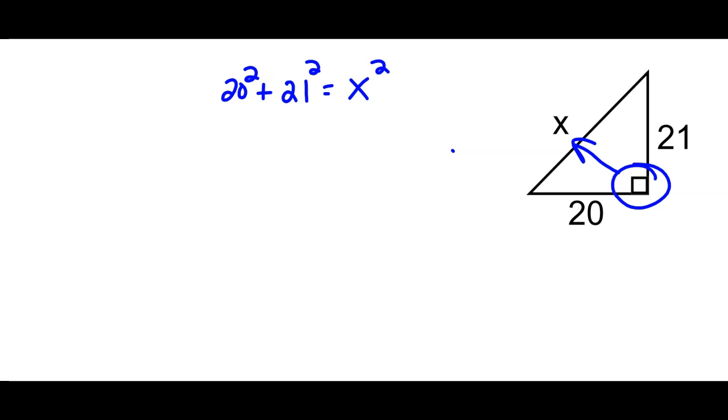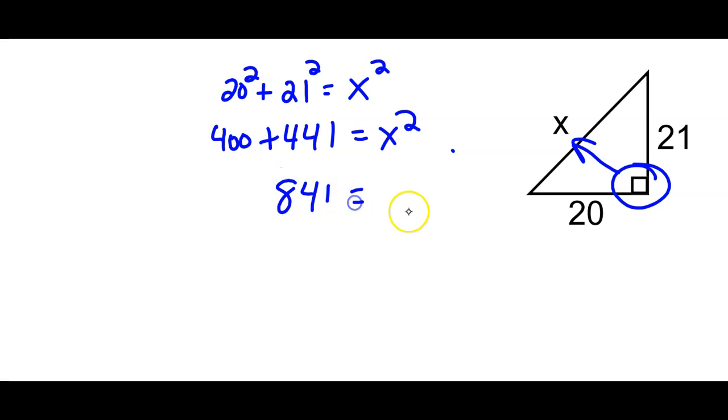So as we square 20, we're going to get 400. 21 squared is 441. Adding these two up, we get 841. And taking the square root of both sides, we get 29 is equal to x. So this side right here is 29. Remember that the hypotenuse should always be the longest side, so it should definitely be bigger than 20 and 21.